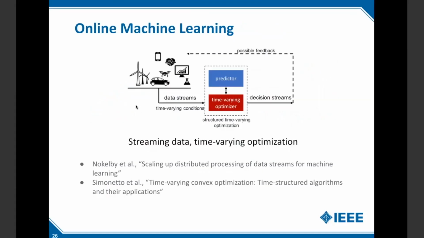And this might be for a variety of reasons. It might be that we don't want to store all of the data, so we need to process it as it's arriving. Could be that we also expect the distribution of the data to change over time, and we want to track and make predictions based on the latest distribution of the data. And so that leads to the streaming or time-varying optimization setting.